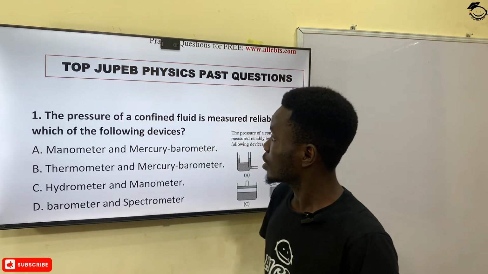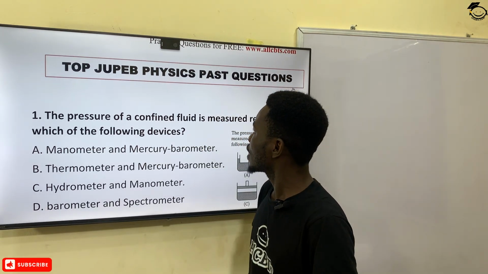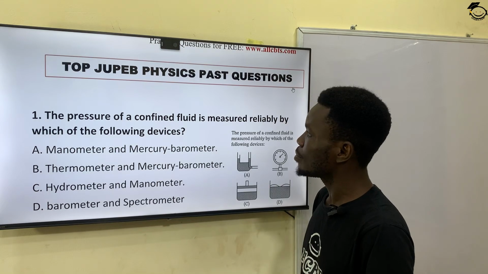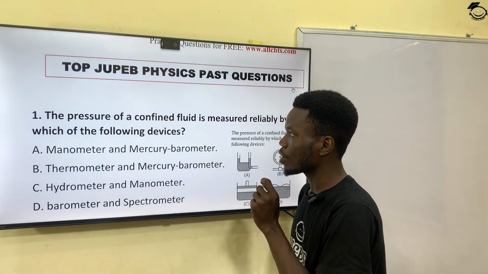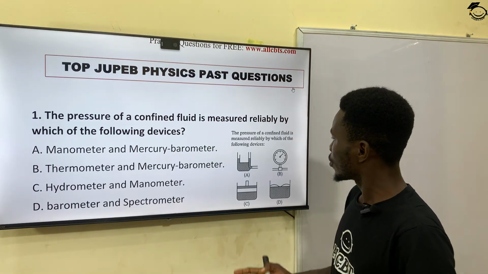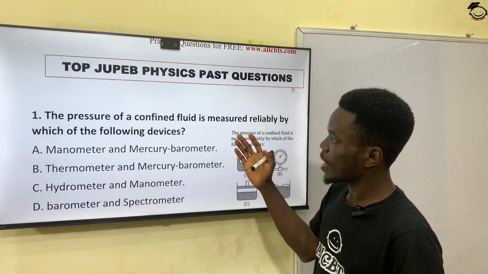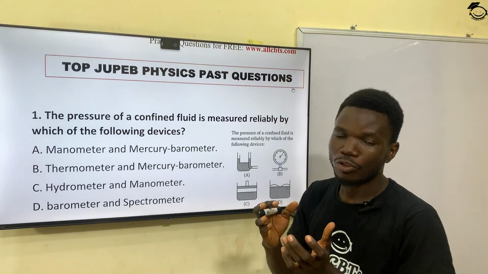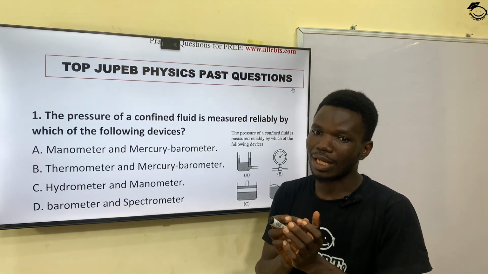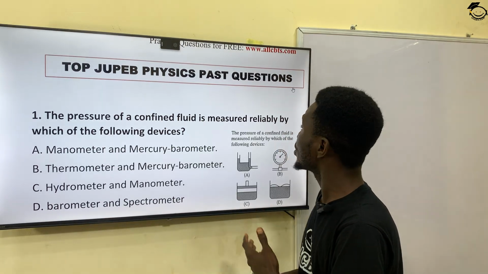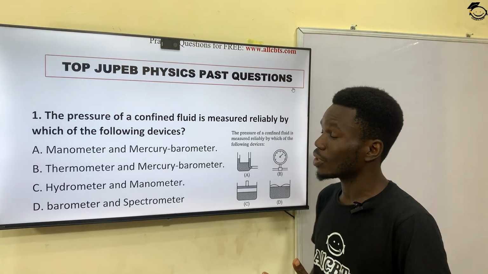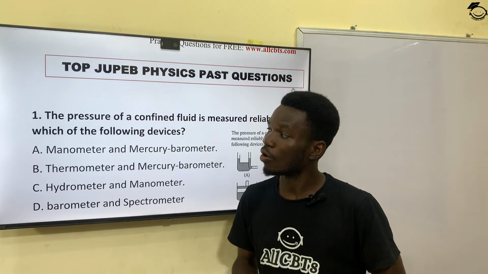The first question says, the pressure of a confined fluid is measured reliably by which of the following devices? The pressure of a confined fluid. A confined fluid means that you have your fluid inside a container, in a closed system. And they're asking us, how do we measure it reliably so that we have an accurate measurement of the pressure?